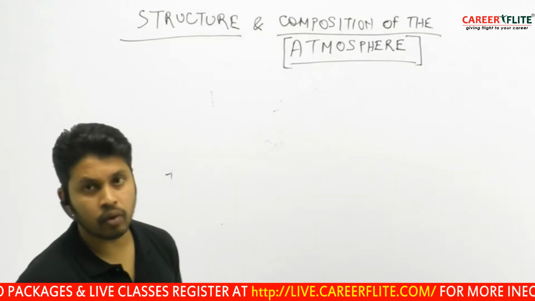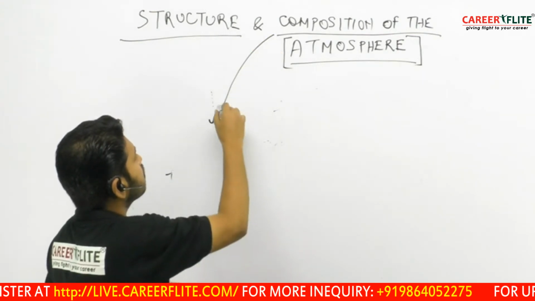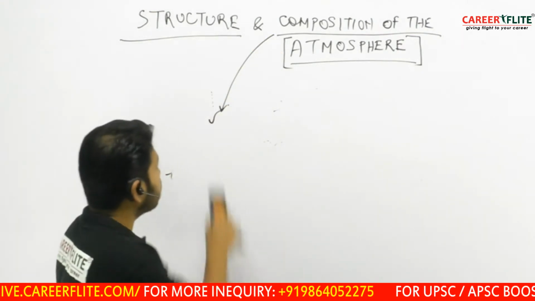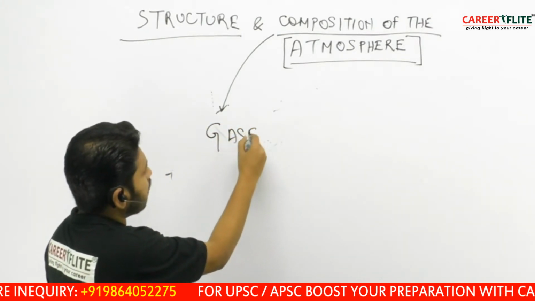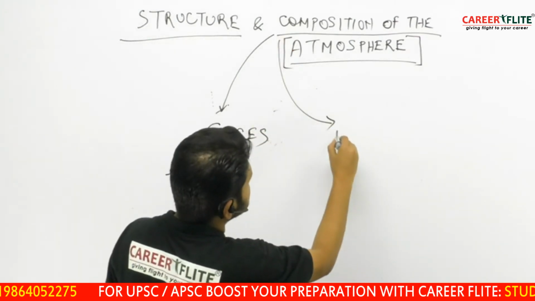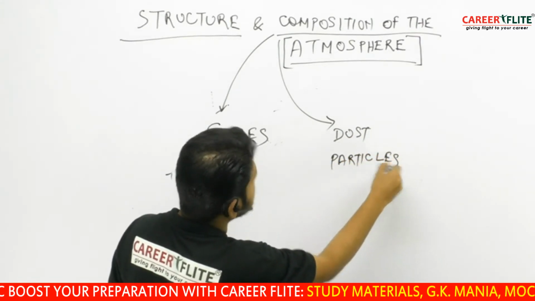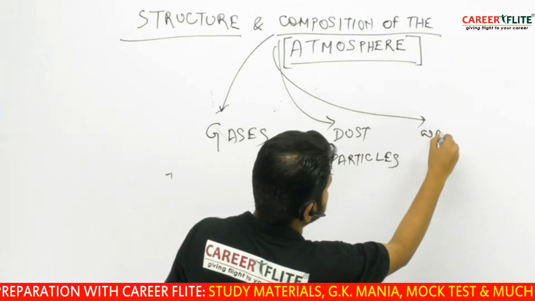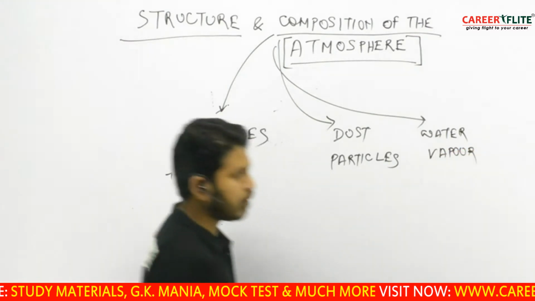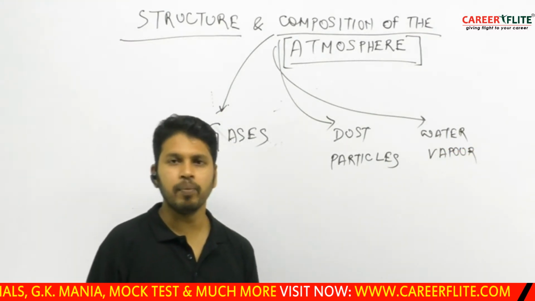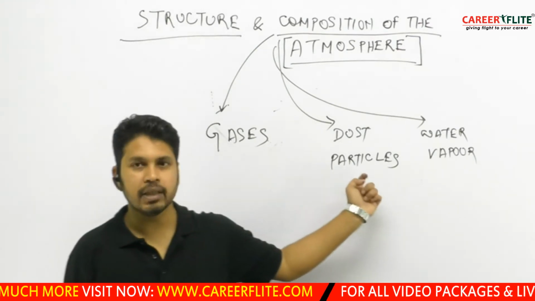Now when I talk about the composition of the atmosphere, what are the different components? We'll start from gases, then dust particles, and water vapor. They are the main constituents of the atmosphere. So the main composition of the atmosphere can be grouped into three types: gases, dust particles, and water vapor.